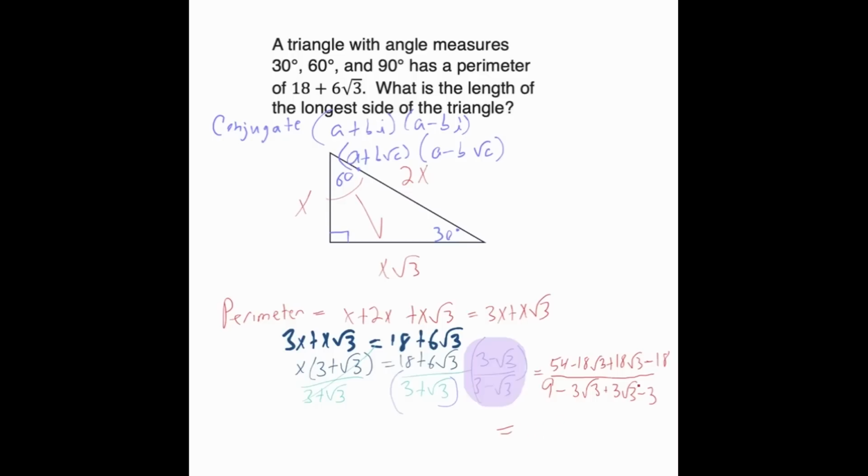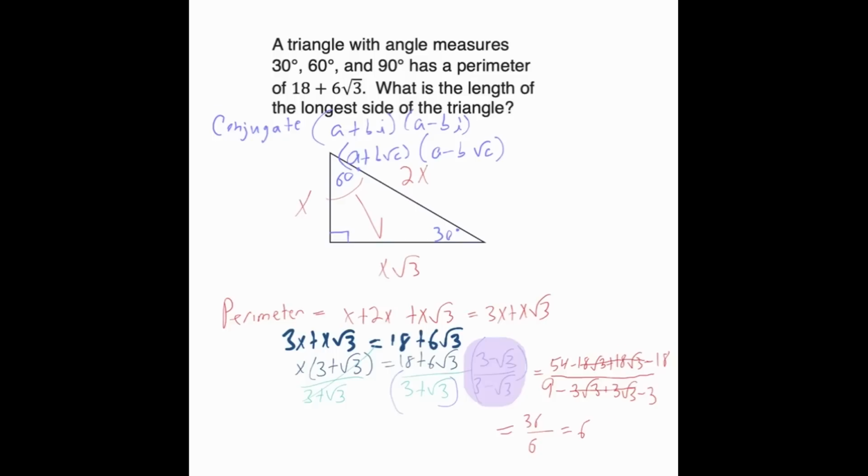So now in the denominator, these cancel, leaving us with 9 minus 3, which is 6. In the numerator, we have 54 minus 18, which is 36, and the 18 root 3's cancel. So you have 36 over 6, which is 6.